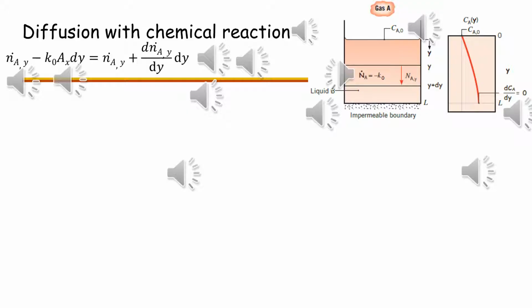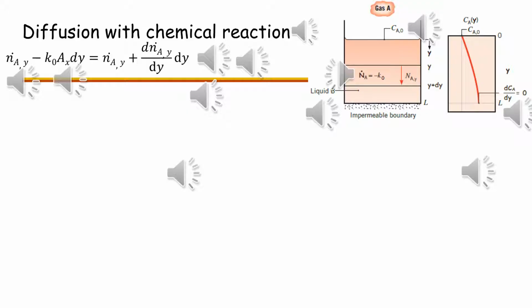Consider a small increase in depth, dy, from y to y plus dy. You have the gas diffusing into it at a rate of N dot A in mole per second. Then you have the consumption of some of the gas between y and y plus dy. K0 is in mole consumed per cubic meter, so you need to multiply it by the volume of the liquid between y and y plus dy to get the mole per second consumed. This volume is the cross-sectional area of the tank, times dy.